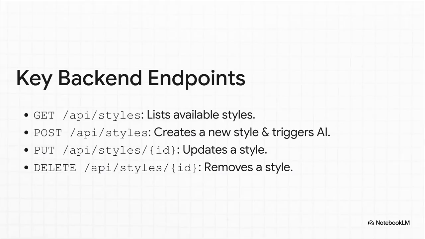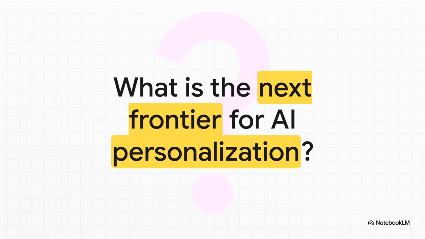And for those of you who are a little more technical and curious about the nuts and bolts, this is what's making it all happen. These are the specific API endpoints, the communication channels that the website uses to talk to the server. Every single action, getting the list of styles, creating a new one, updating or deleting, it all has its own dedicated, secure endpoint.